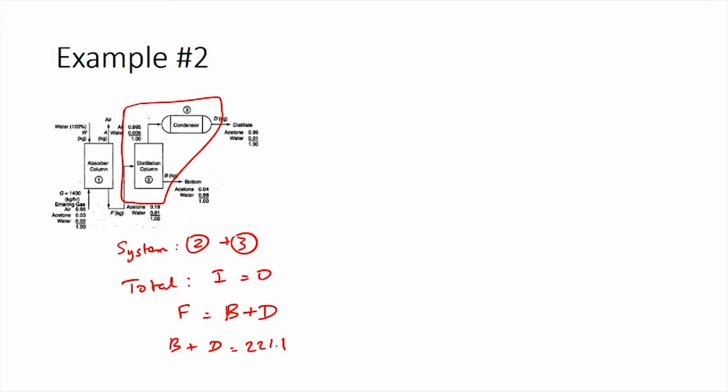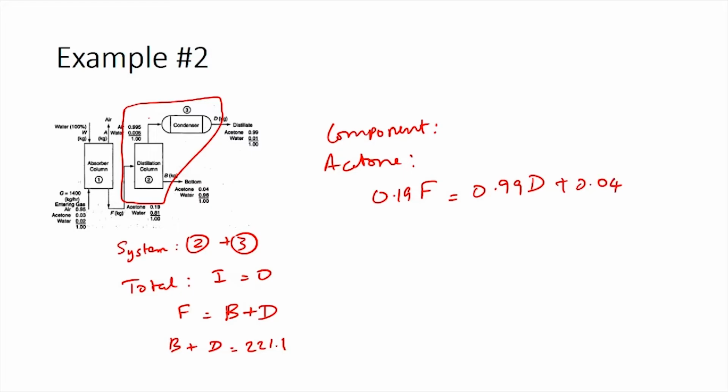Now, we can write component balances. This is the component balance for acetone, which would be 0.19 times F equals 0.99 times D plus 0.04 times B. Now, we have two equations, equations 1 and 2, which contain only two unknowns. So, these two equations can be solved simultaneously to get the values for B and D.